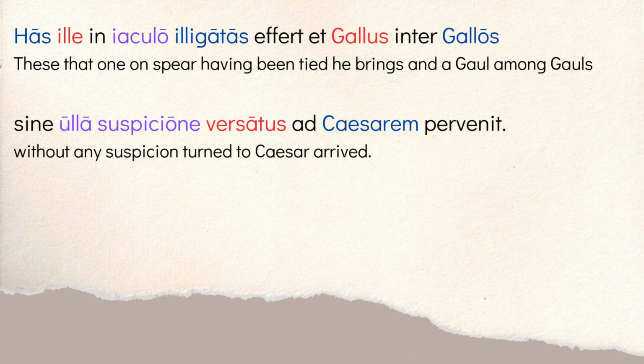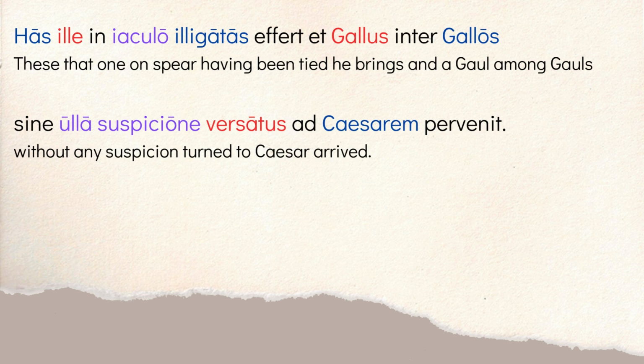Then you have "has ille in jaculo illigatas effert et Gallus inter Gallos sine ulla suspicione versatus ad Caesarem pervenit." So ille is really going to start that one, and you have effert. So he brings, he carries or brings, has, meaning the letters. So you're saying that one brought these, meaning these letters, which is what they're referring to in the previous line. And it's letters illigatas in jaculo, having been tied onto a spear. So the has illigatas, those two words go together, your accusative. So the letters have been tied to a spear.